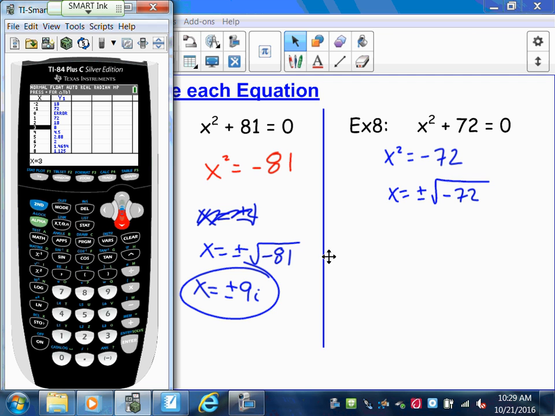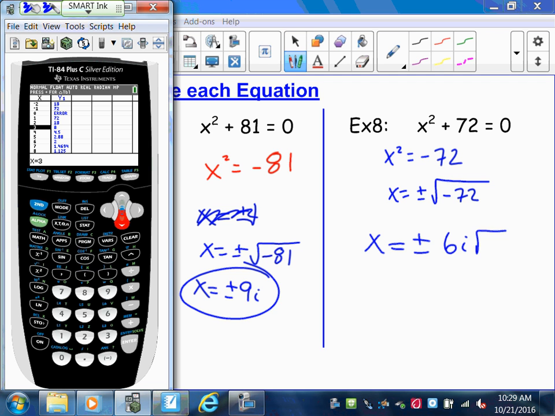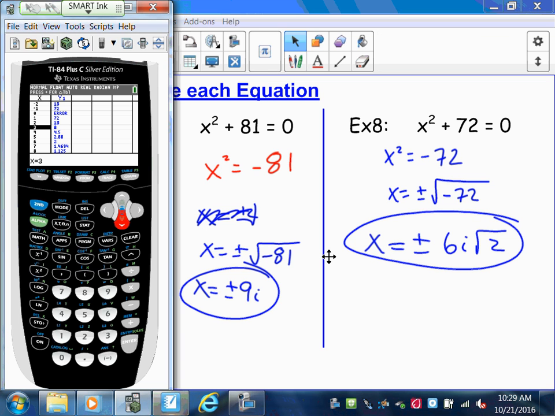So, x is equal to plus or minus. There it is. Number, i, and then the square root. Good times. Good times.